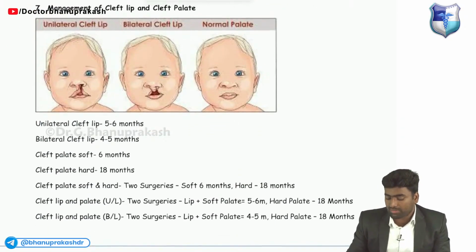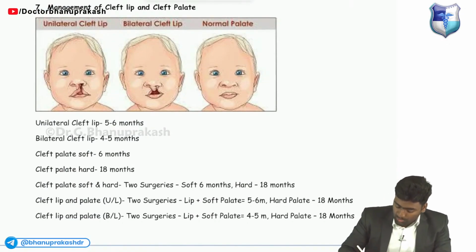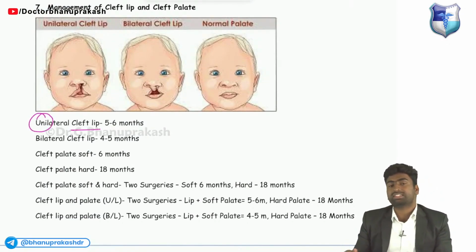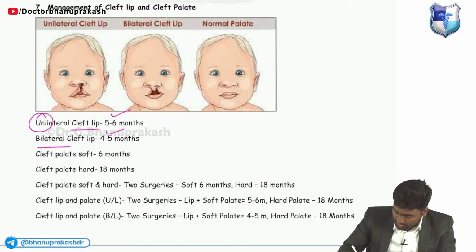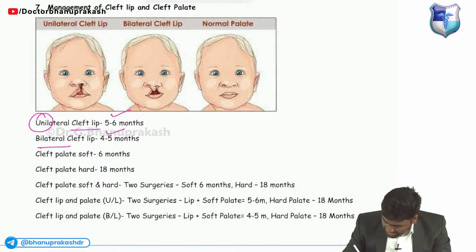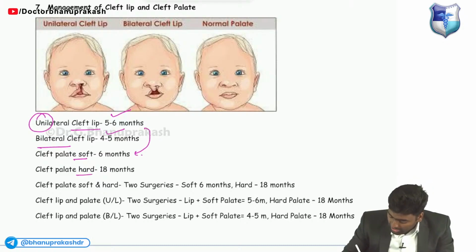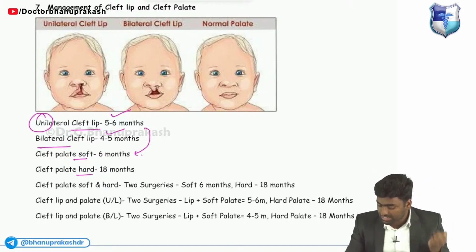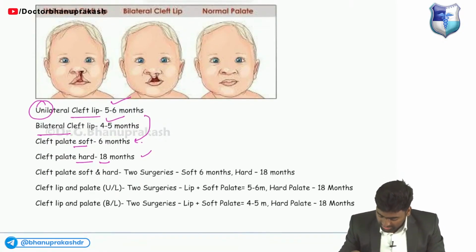And about the management of cleft lip and cleft palate. If there is just a unilateral cleft lip, remember it is 5 to 6 months. If it is bilateral, it is 4 to 5 months. And if it is a soft cleft palate, remember it is 6 months. Whereas if it is the hard palate, we can repair later on at 18 months. Okay, fine.